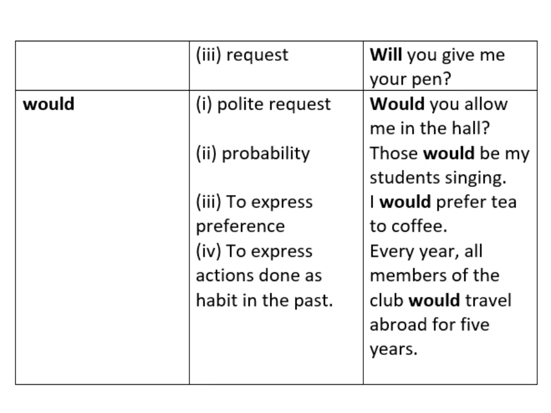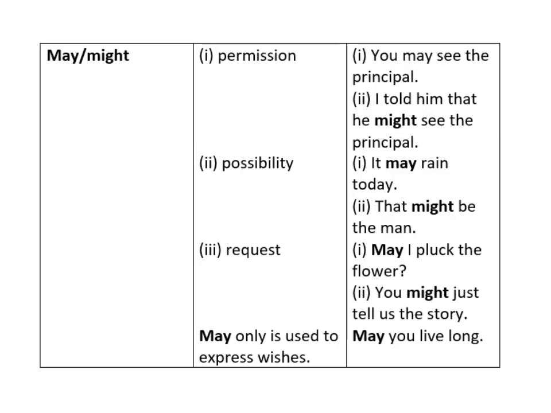Let's look at the next modal auxiliary verb, which is would. Would expresses or shows polite request, probability, to express preference, to express actions done as habits in the past. Examples, would you allow me into the hall?